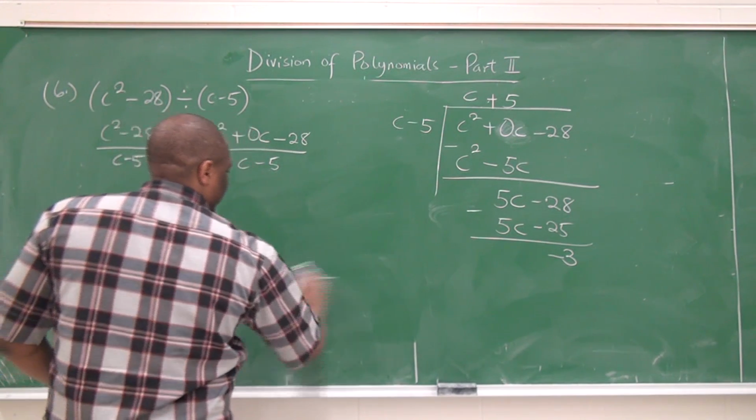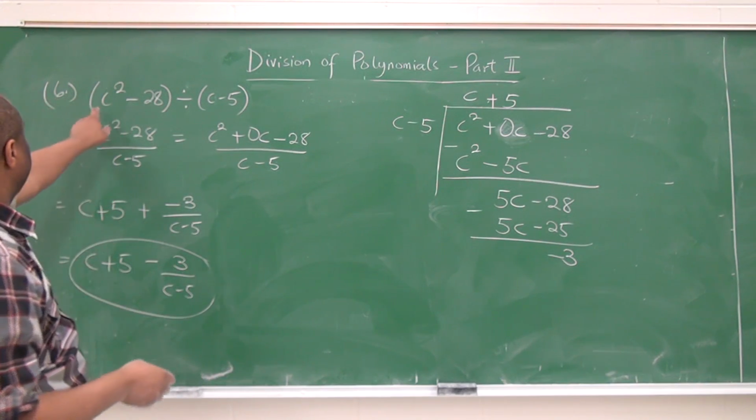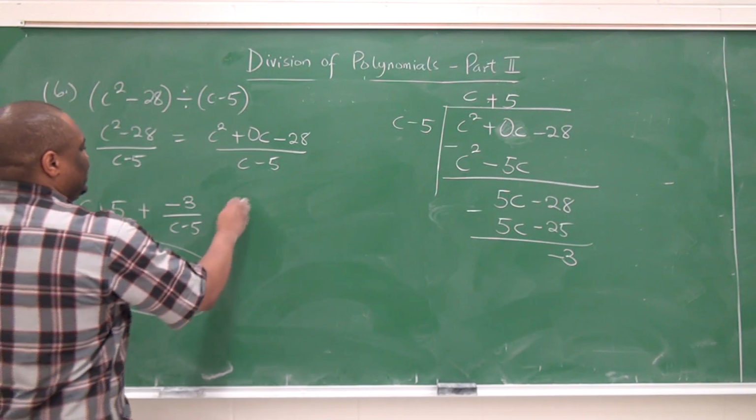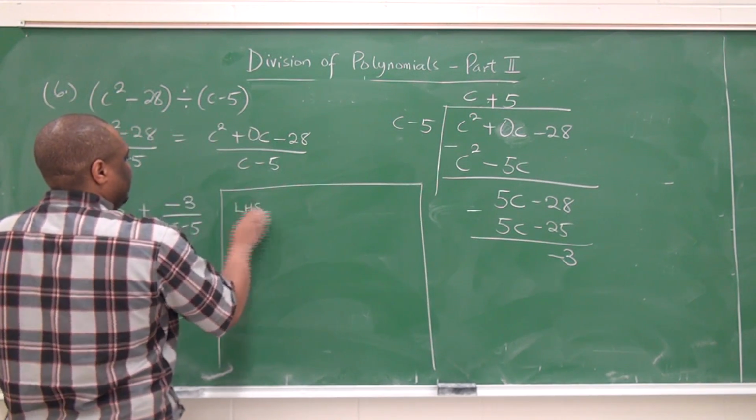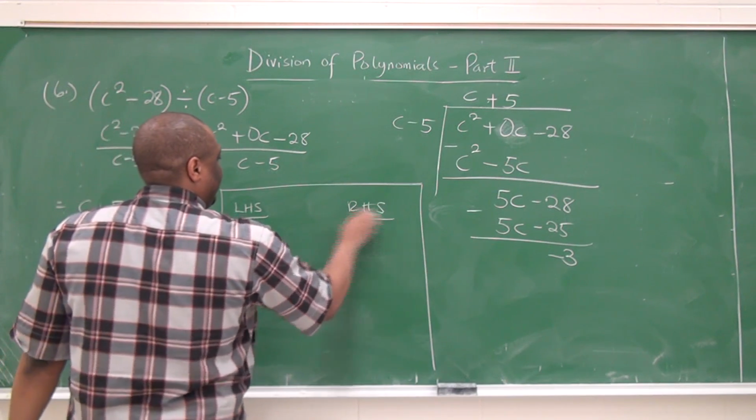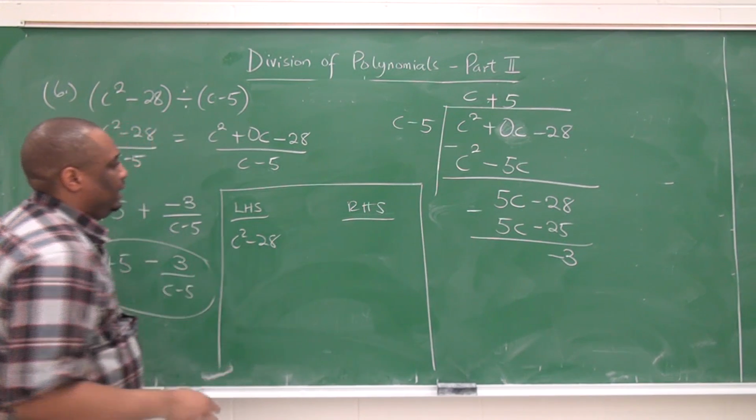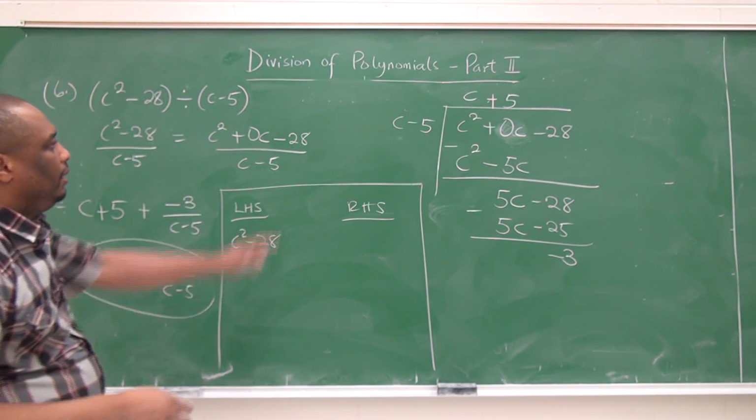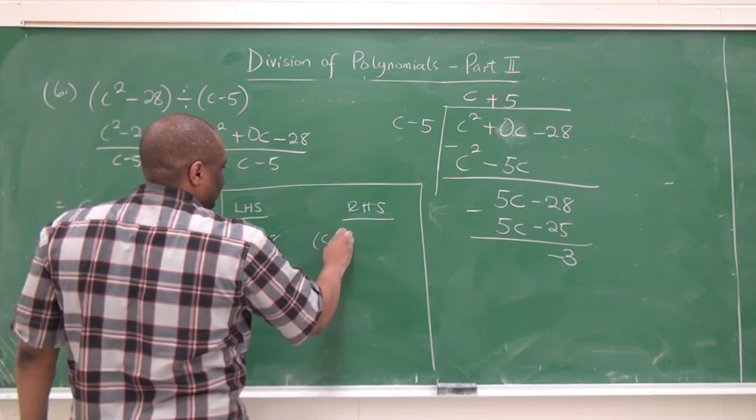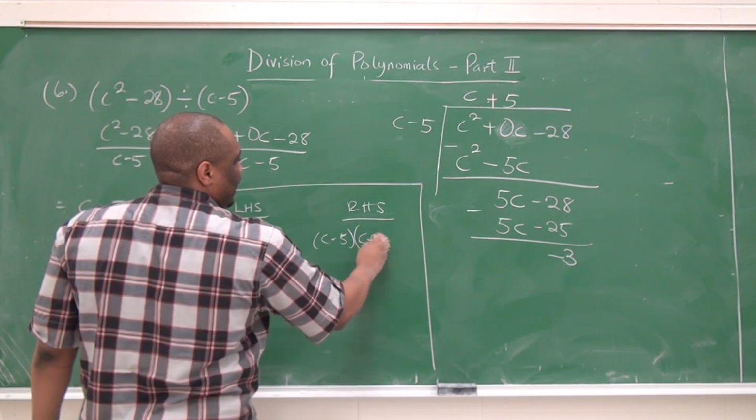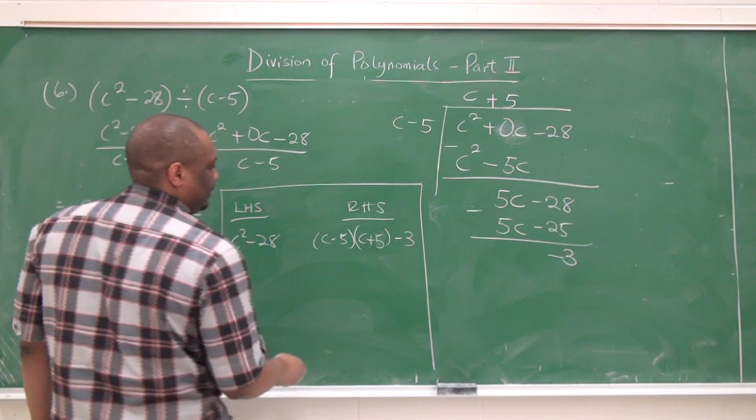Now, I don't know if you want to check this. The dividend is c squared minus 28. Let's check it real fast. Left hand side, right hand side. So this is c squared minus 28, right? And then the right hand side will be what? Divisor, c minus 5 times quotient c plus 5, then plus minus 3. Plus minus 3 is minus 3.